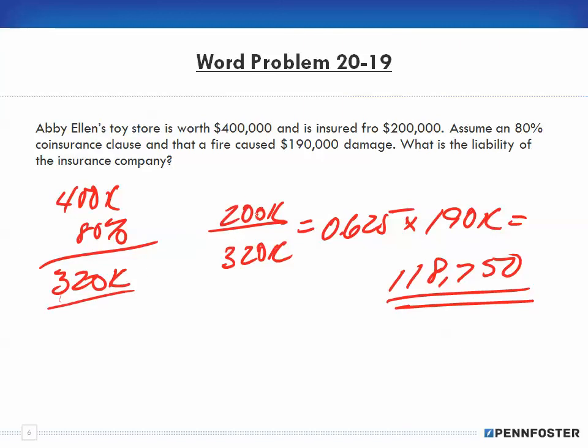Okay. So we're taking 80% of the policy, getting $320,000. She insured for $200,000, and we divide that by what she should have insured for, $320,000, and that gives us 0.625. And there was $190,000 in fire damage, so the liability to the insurance company is going to be $118,750 when we multiply the two together.